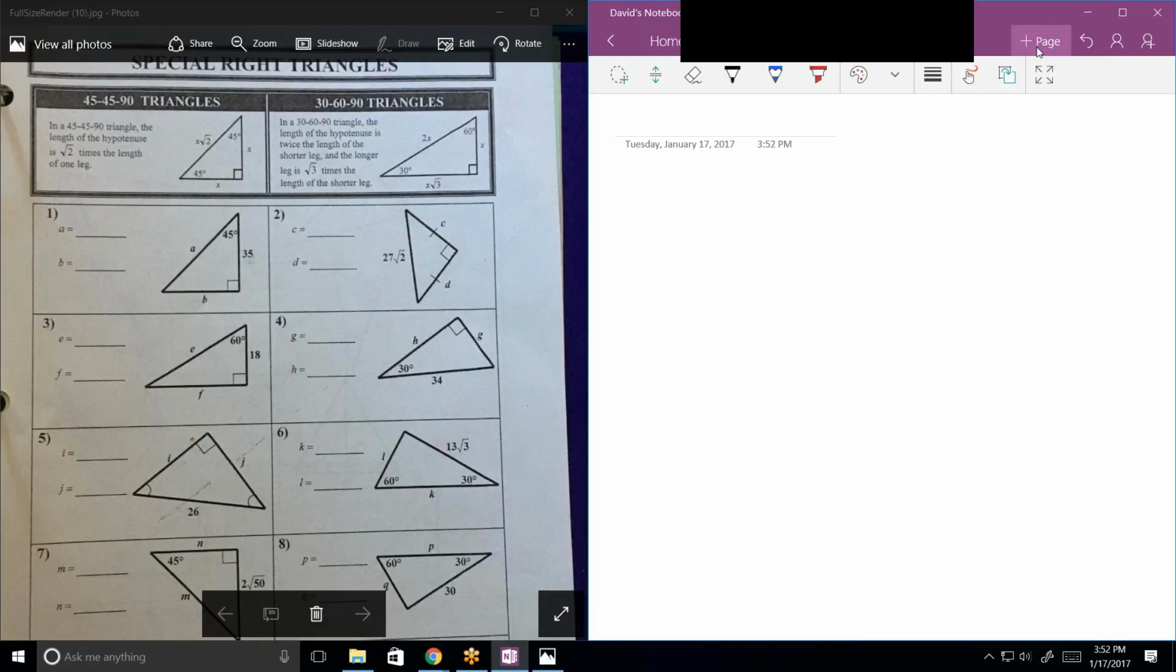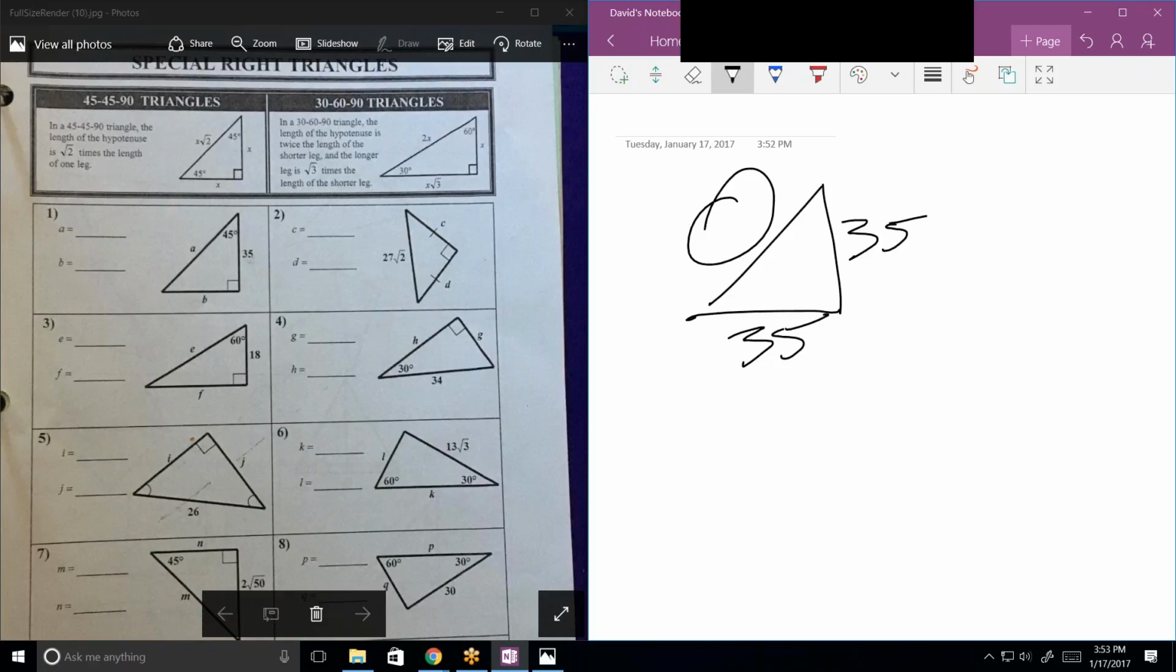All right, let's look at number 1. What's B? 35. Okay, so now what we have is a 35, 35. What's that? 35 times the square root of 2.